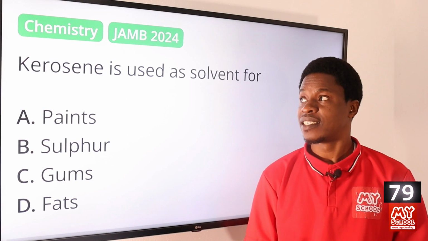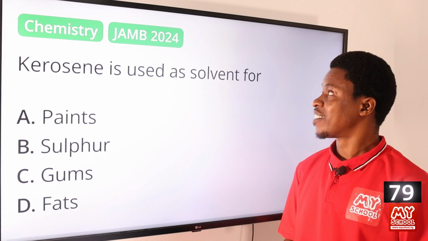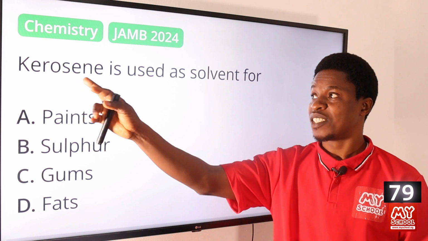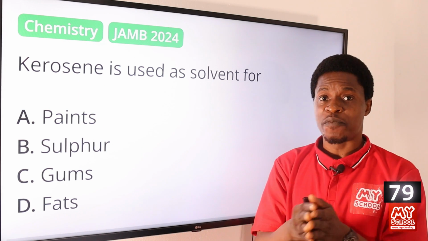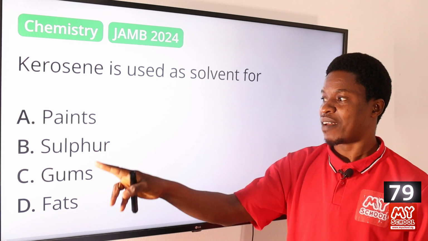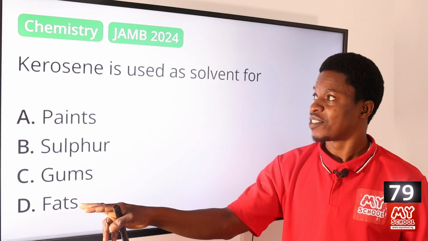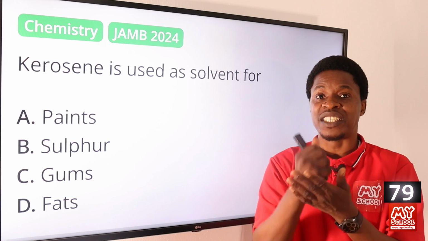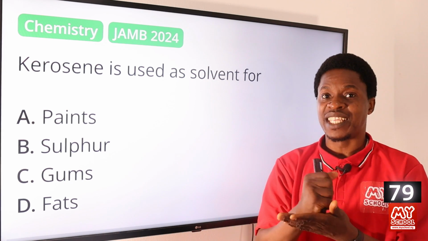Question 79. Kerosene is used as solvent for what? Don't forget that kerosene is one of the fractions of petroleum. So kerosene is used as solvent for what? We have paints, we have sulfur, we have gums, we have fat. Don't forget, solvents usually dissolve the substance that you are putting into them.